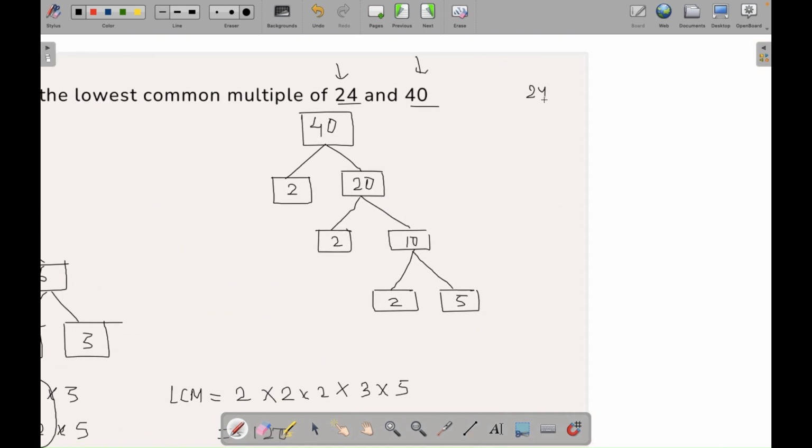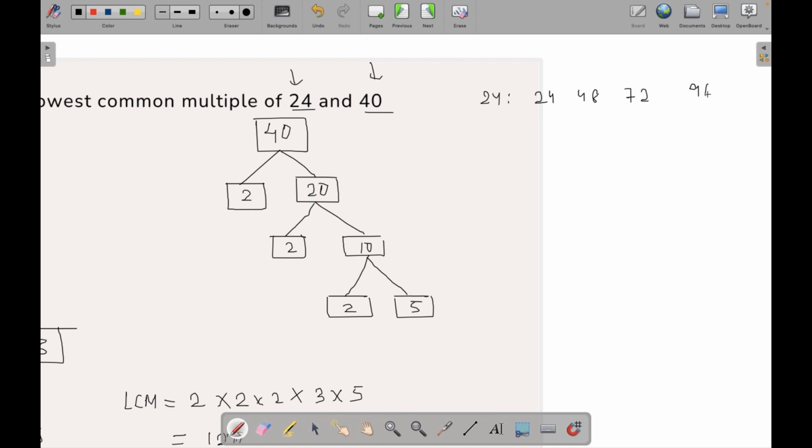So 24, write the multiples of 24. It is 24, 48, 72, 96, 120, and so on. 40, it will be 40, 80, 120, and so on. So 120 and 120 is the smallest common multiple, right? So it is the LCM.